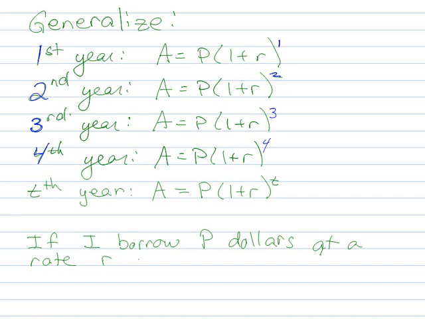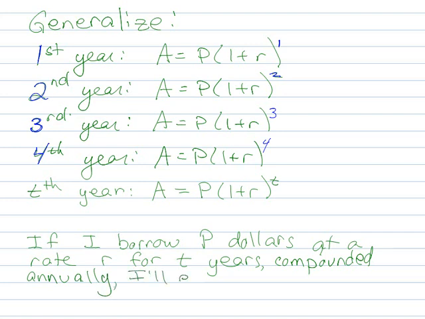If I borrow p dollars at a rate r for t years, compounded annually, because that was one of our assumptions, I'll eventually owe p times 1 plus r to the t.